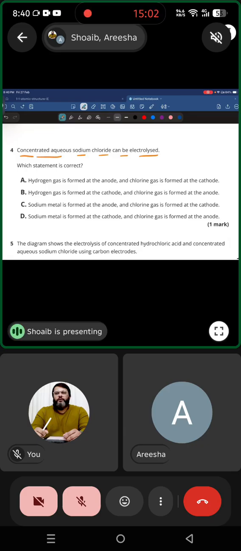So in concentrated sodium chloride, sodium will not be discharged. Hydrogen ion will discharge here. Hydroxide ion will not be discharged. Chloride ion will be discharged here. Hydrogen gas is formed at the anode, which is wrong. Hydrogen gas is formed at the cathode. And chlorine is formed, this one is wrong here. Hydrogen gas is formed at the cathode and the chlorine gas is formed at the anode. So, B is the correct answer. Sodium metal is never formed. Sodium will not be formed in the case of a concentrated solution.